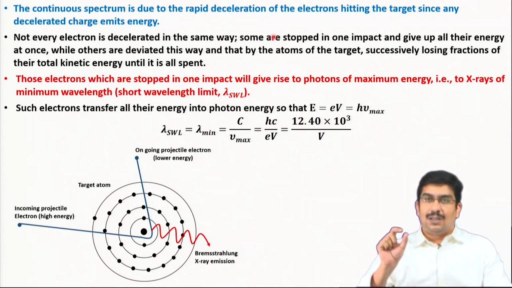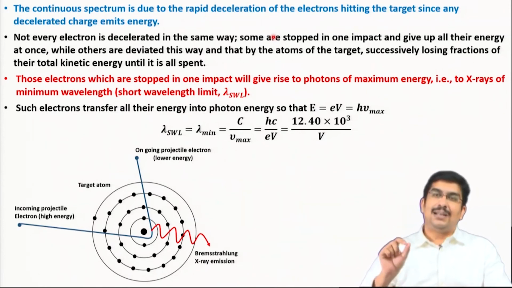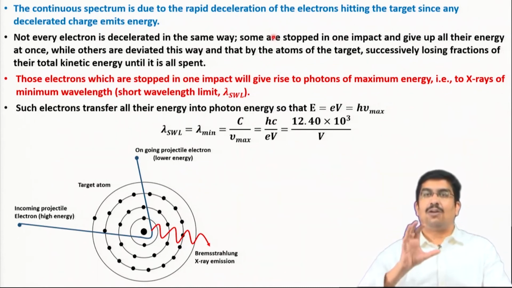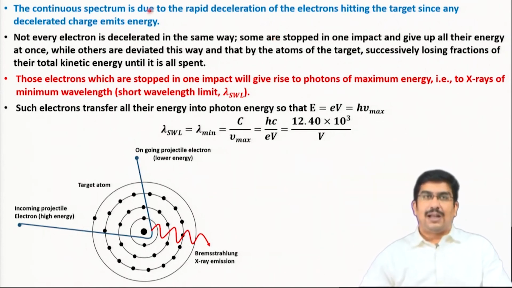The short wavelength limit, on the other hand, is a special one, and that is generated by the electrons which are giving away all their energy in one impact, and that is why those X-rays are of maximum intensity, or those X-rays are of minimum wavelength. So, if we now try to calculate what should be the short wavelength limit, we know that such electrons transfer all their energy into the photon. So, the energy of this photon E equals eV.